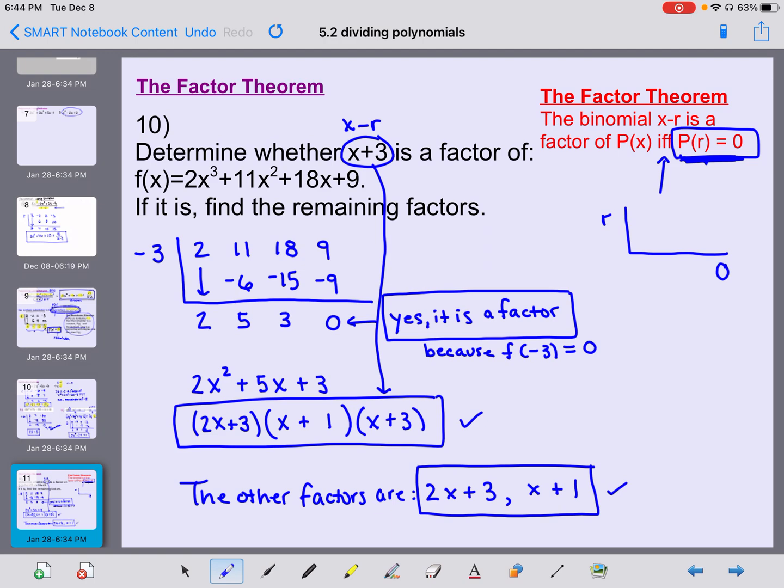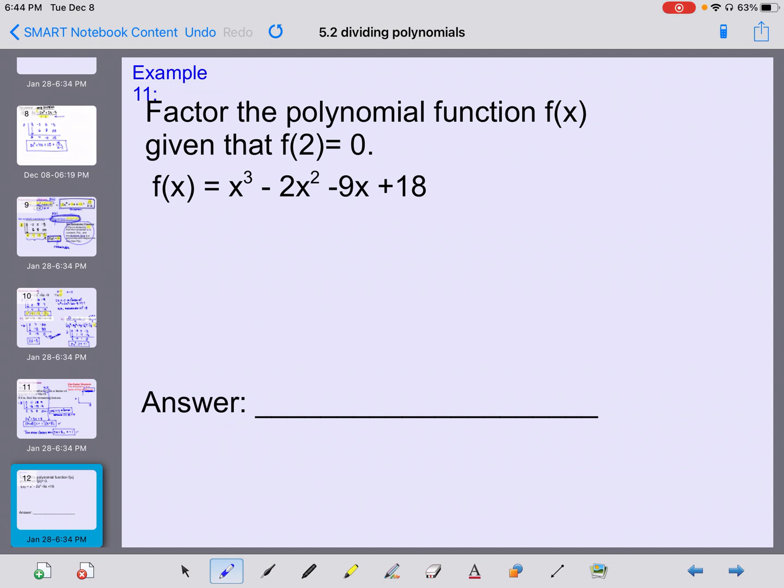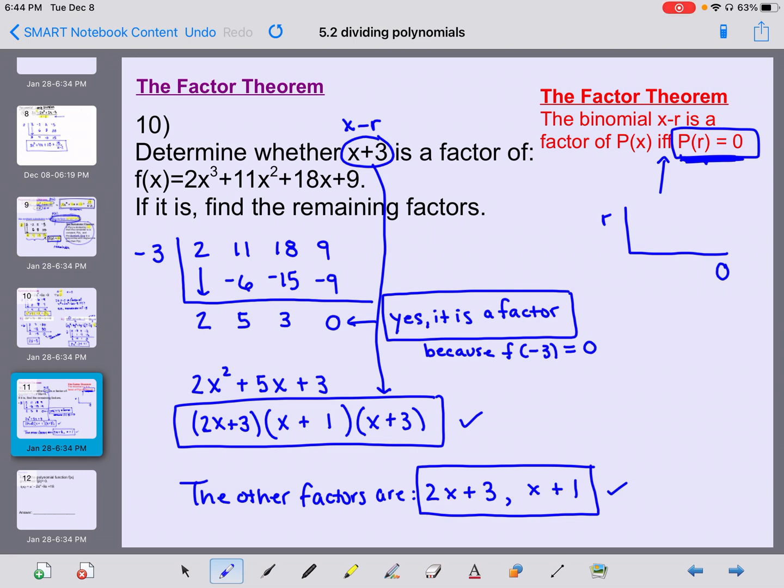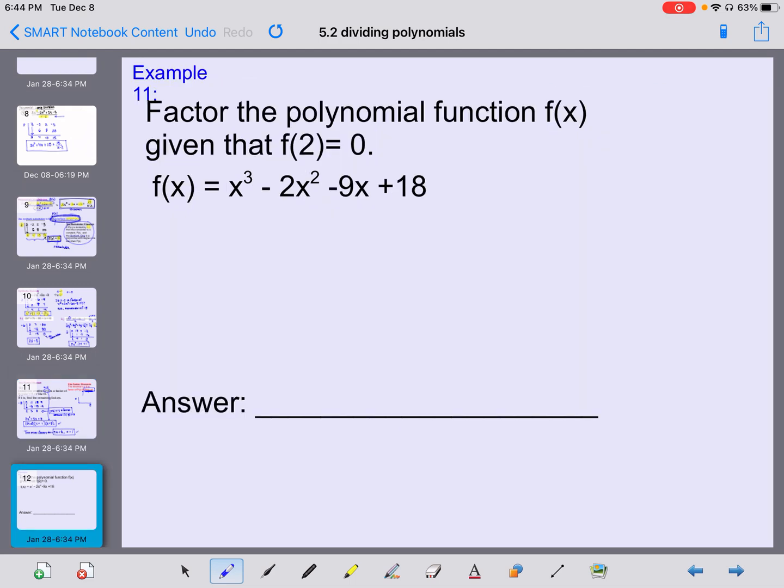Let's try another one. Ooh, these directions are different. Factor the polynomial function, given that f of 2 equals 0. So notice the difference. This question was asking yes or no, is it a factor? And then if so, find the remaining factors. Question 11 is saying, we want to factor this. Our goal is to factor this, but they're giving you a clue. They're saying, use this given piece of information, okay?